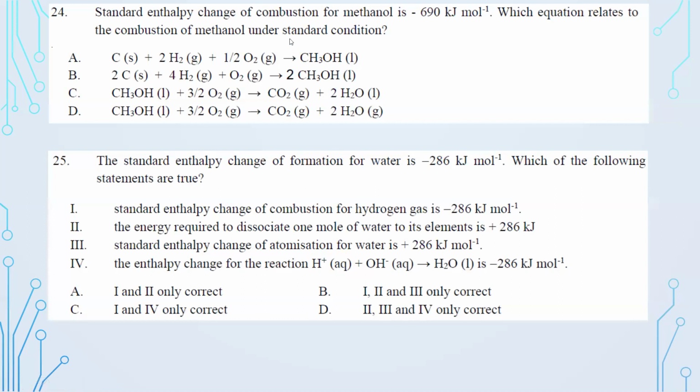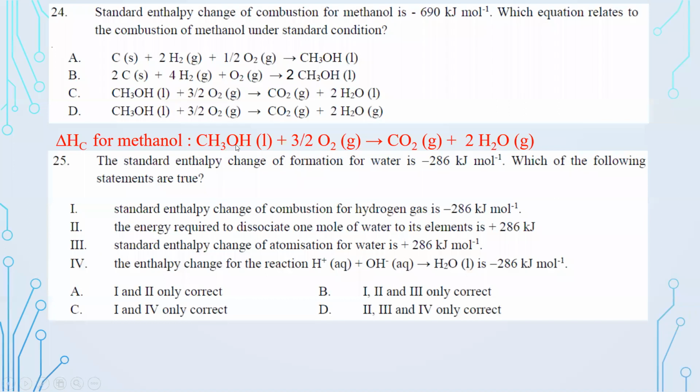Immediately we go to 24. Standard enthalpy change of combustion for methanol is negative 690 kilojoule per mole. Which of the following is the combustion equation? So the combustion equation for methanol is CH3OH plus 3/2 O2 gives CO2 gas plus 2H2O also gas. So after combustion, the water is actually in gaseous form. So the best answer here is not D.